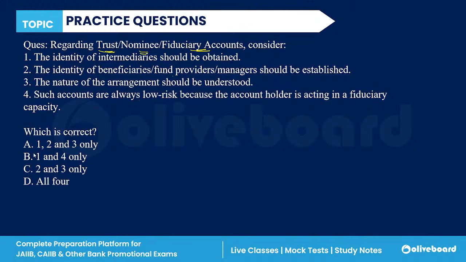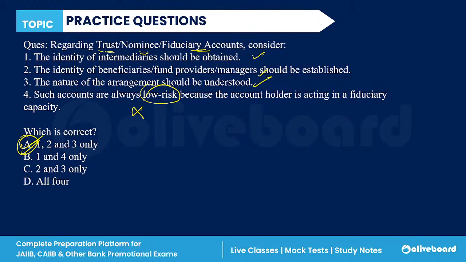The bank needs to understand who is involved, for whom they are acting, and why the arrangement exists, so they are not potentially misused for ML and TF. These accounts are generally considered very risky because they are potentially misused for ML and TF risk. That's why if you are saying that they are low risk, no, they are risky accounts. So first, second, and third are correct. Fourth is wrong. So A is the correct answer.